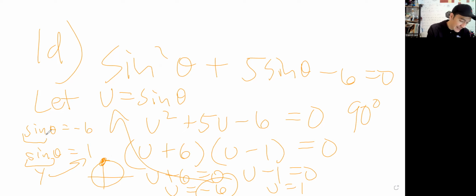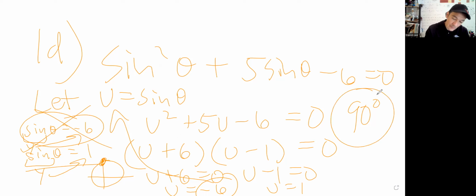This other equation is an impossibility, because you want sine, the y-coordinate, to be -6. That's not possible on the unit circle, because it's limited to 1, right? You can extend from the center 1 unit in any direction, not more than 1, definitely not 6. So this equation gives us no answer. So the only answer we got was from the other equation, 90 degrees.